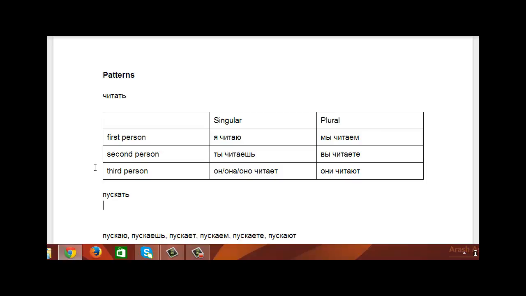So if I tell you on your test that a verb conjugates just like читать, you will know that it follows the same pattern that some people call the I pattern because it has that sound in it. Читаю. Читаешь.